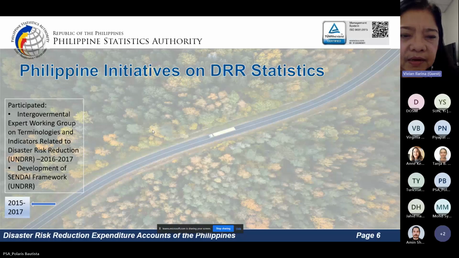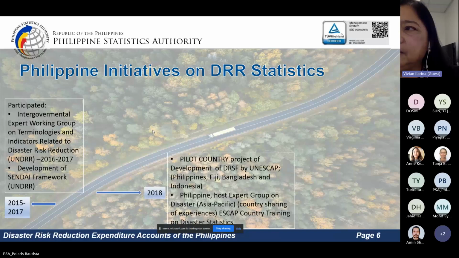Also, within that year, we participated in the development of the Sendai framework. After this, we also participated and won under the pilot country project of the UN ESCAP to test the framework for the DRSF. So in this project, we have four pilot countries: Philippines, Fiji, Bangladesh, and Indonesia. And that was in 2018.